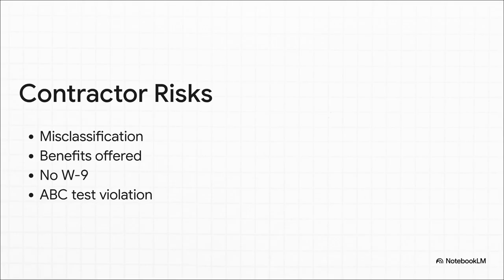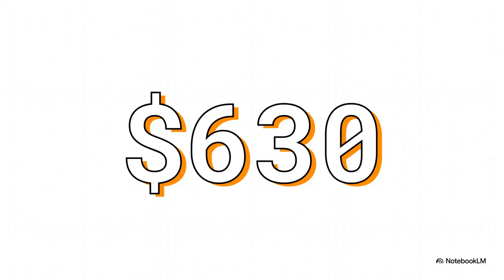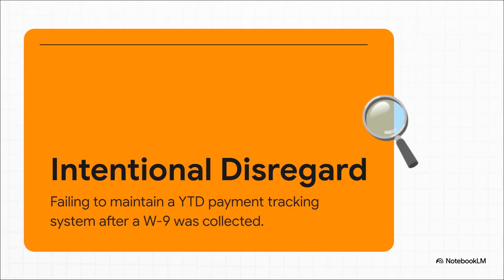And finally, violating strict state rules like California's AB5 ABC test hands the worker full employee rights and triggers brutal PAGA penalties. Now, I want to talk about a very specific number, $630. That is the uncapped per-form penalty for the intentional disregard of filing a 1099-NEC. A standard late form might sting a bit, but if the IRS slaps you with intentional disregard, the financial hit is absolutely staggering.